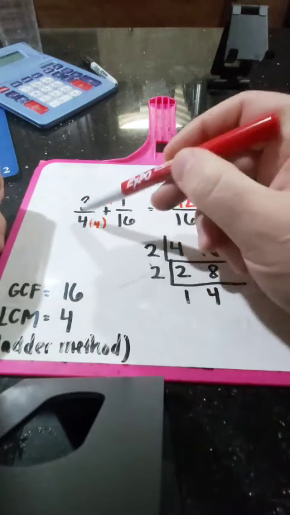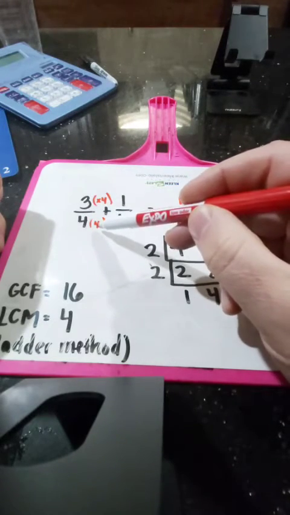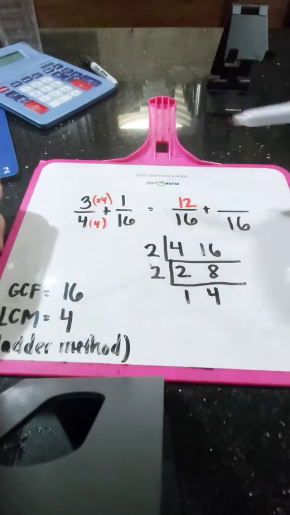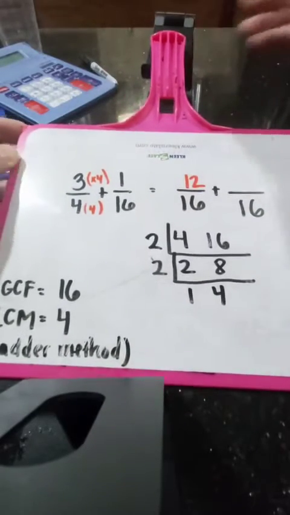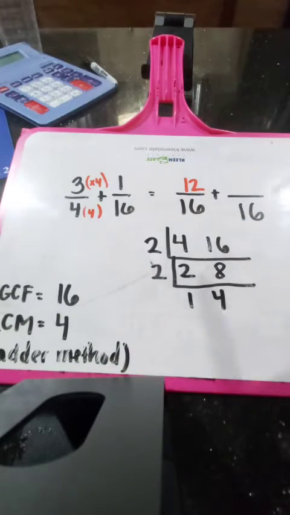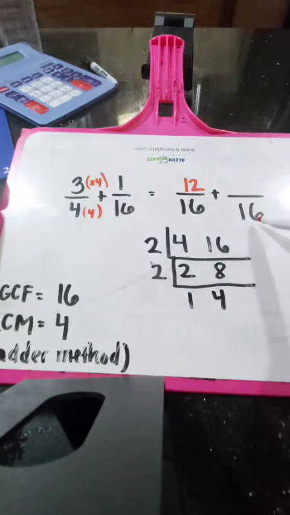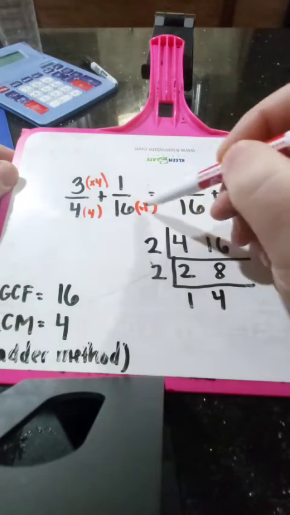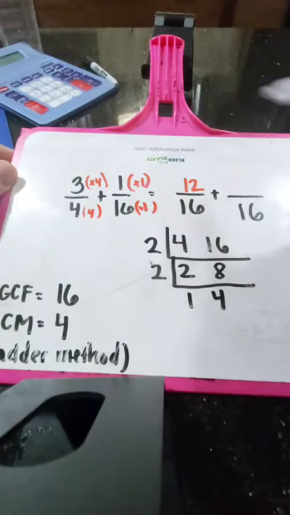So we figured out that 4 goes into 16 4 times, so we multiplied the bottom and the top both by 4. All right, and let me see if I can get a better angle there for you. There you go. So now we're going to figure out a pretty easy problem here, because how many times does 16 go into 16? That would be 1 time. Okay, so we multiply 1 on the bottom, which means we also have to multiply 1 on the top. 1 times 1 is 1.